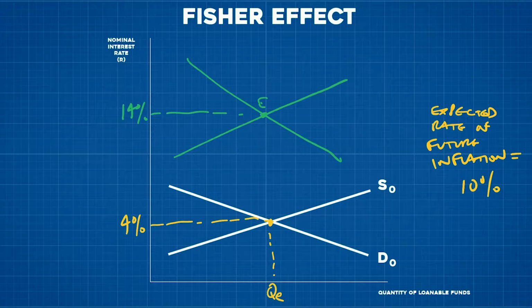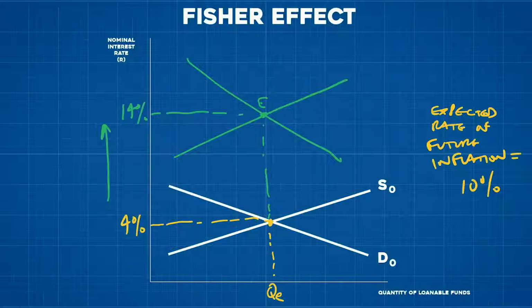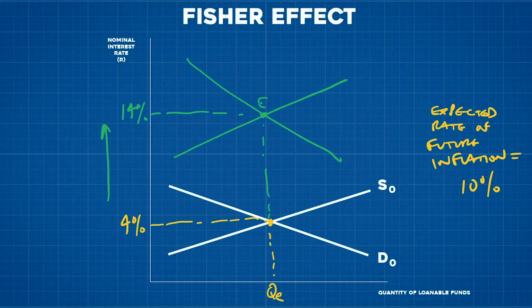But notice what happened. The nominal interest rate has increased by 10%, but the quantity of money supplied and demanded has not changed. And the reason is because the same amount of funds will be supplied and demanded at the higher nominal interest rate. Why? Because even with the increase in nominal interest rate, the real interest rate remains unchanged at 4%. The reason is because the real interest rate equals the nominal interest rate minus the inflation rate. So the nominal interest rate is 14% minus the expected inflation rate equals 4%.